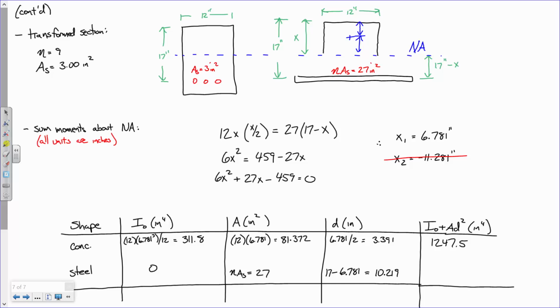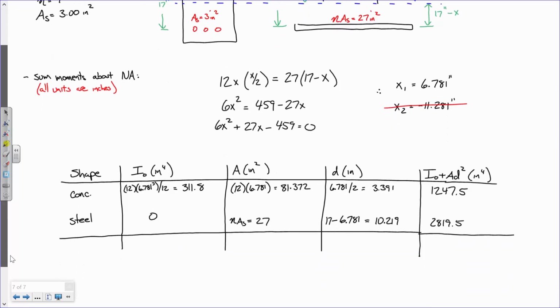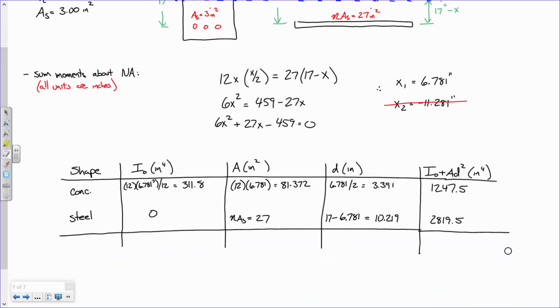Because it's not just the moment of inertia. It's I plus AD squared. So the stiffness contribution from that is not from the I value, it's from the AD squared. So what's AD squared come out to be? So we'll just say 2819.5, something like that. Now, there's a little bit of rounding differences here. If you do this in Excel, you'll get about one number off here or there, but that's no big deal.